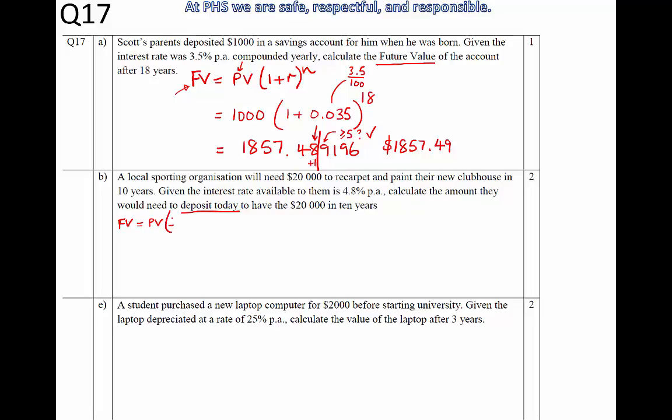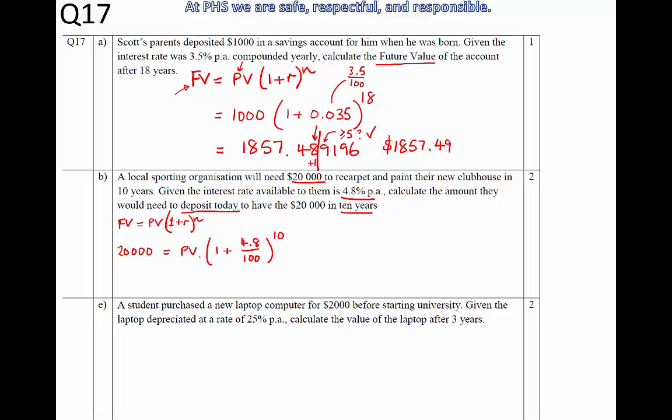1 plus R to the n. Okay, so future value is 20 grand. That's what they want in the future. Present value, we don't know. Okay, we're going to work that out for them. Now the rate is, and I'll do it differently this time, we'll put it in as a fraction, 4.8 over 100. And this is occurring in 10 years. Okay, so there our key points are in that text.